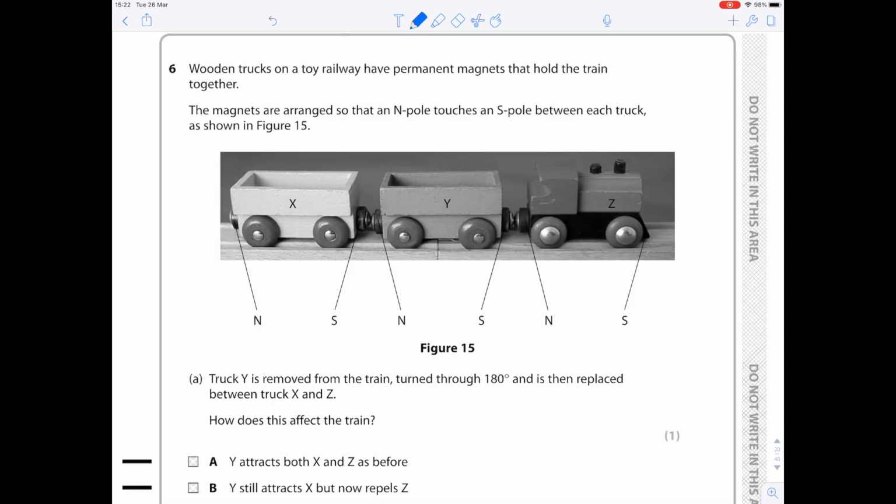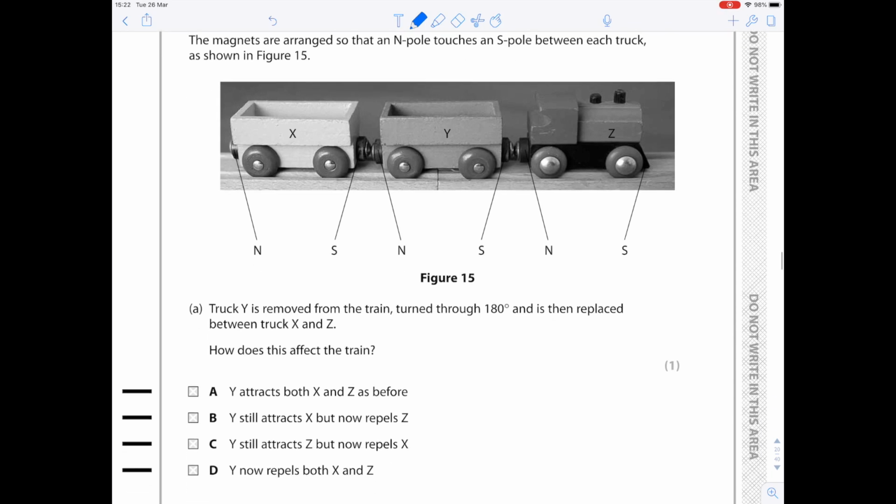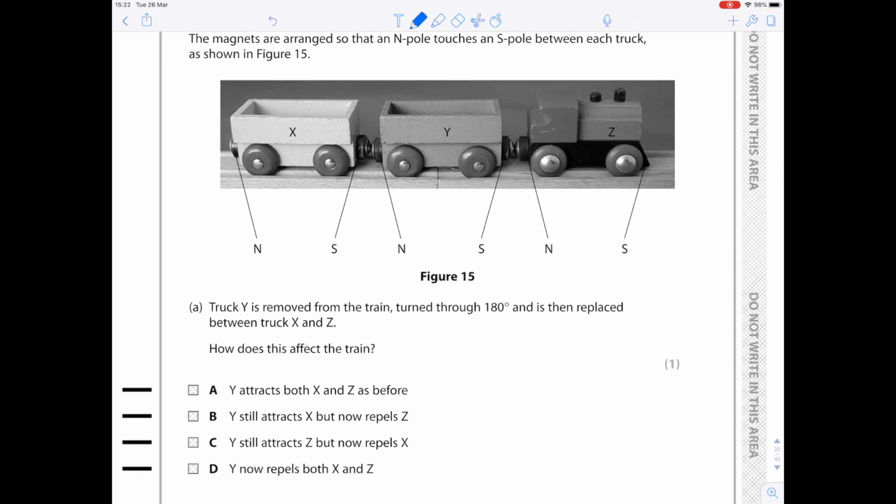Six wooden trucks on a toy railway have permanent magnets that hold the train together. The magnets are arranged so that a north pole touches the south pole between each truck, as shown in figure 15. Oh, I used to love these train sets. Truck Y is removed from the train, turned through 180 degrees, and then is replaced between truck X and Z. How does this affect the train?